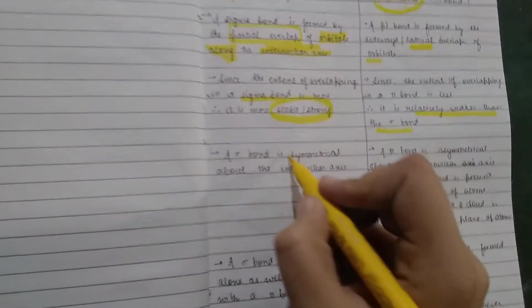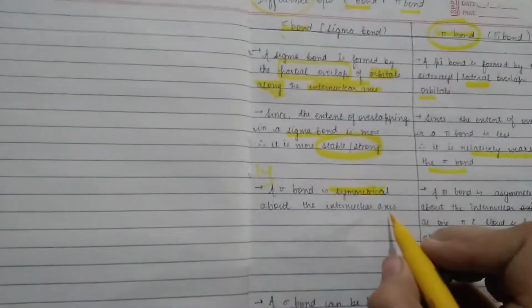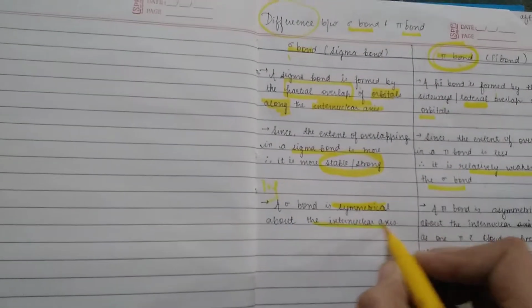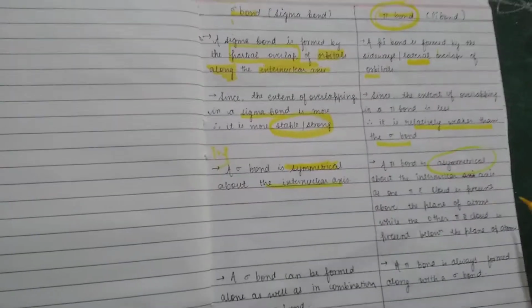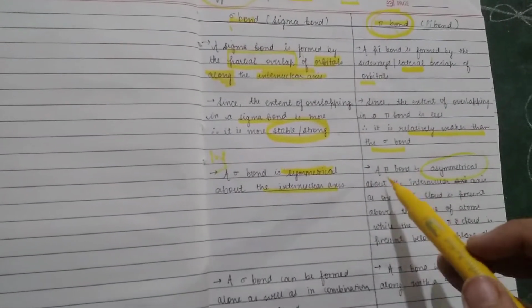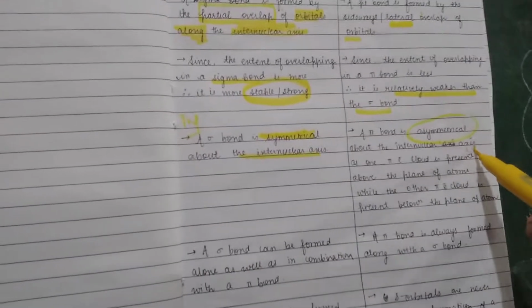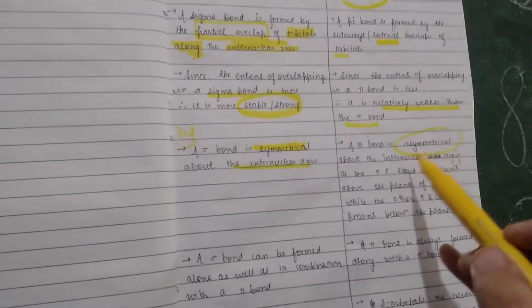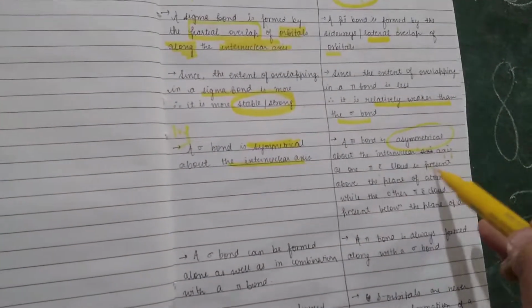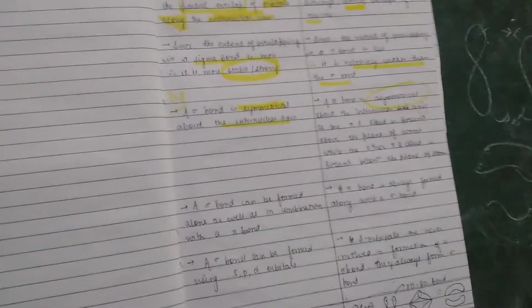Next, sigma bonds are symmetrical. It's important that they're symmetrical about their internuclear axis, whereas pi bonds are asymmetrical. So a pi bond is asymmetrical about the internuclear axis, as one of the pi clouds is present above the plane of atoms while the other is present below the plane of atoms.